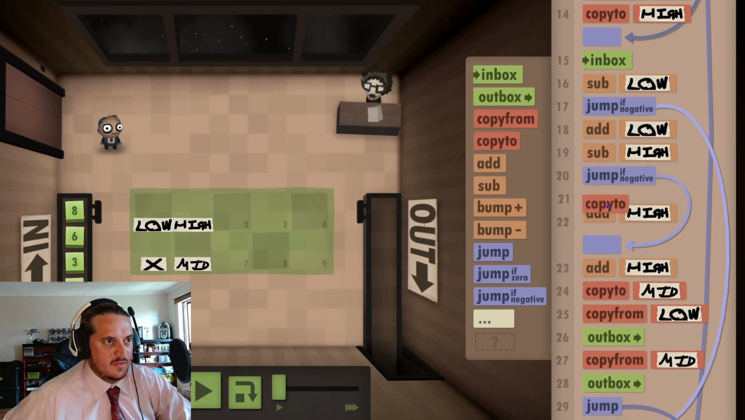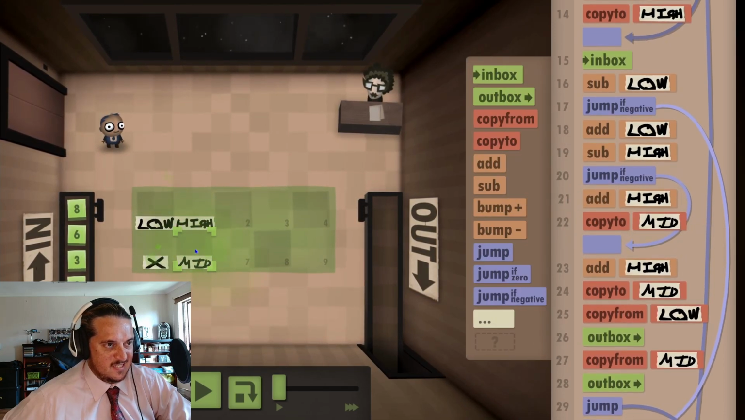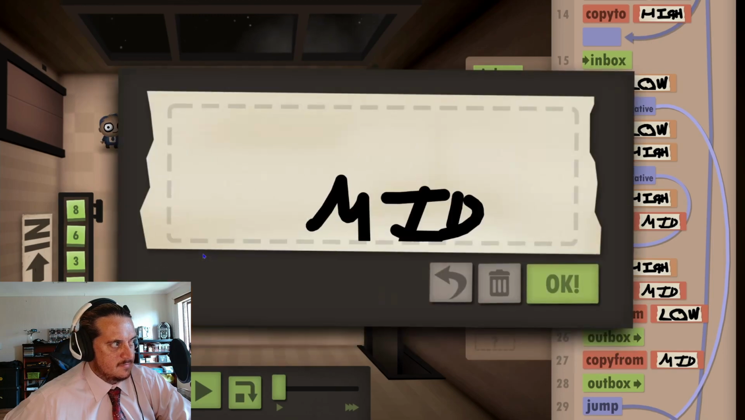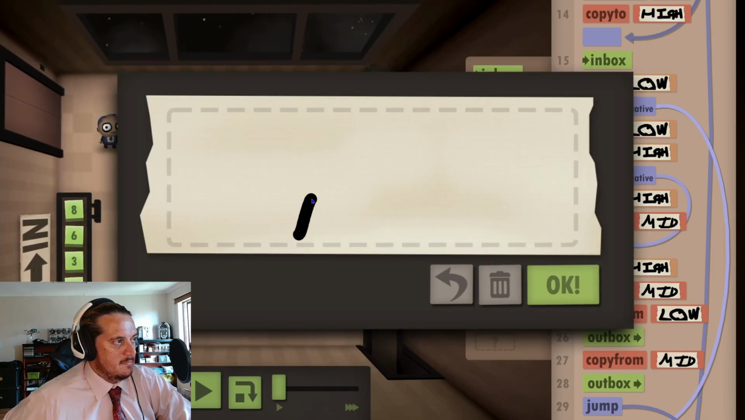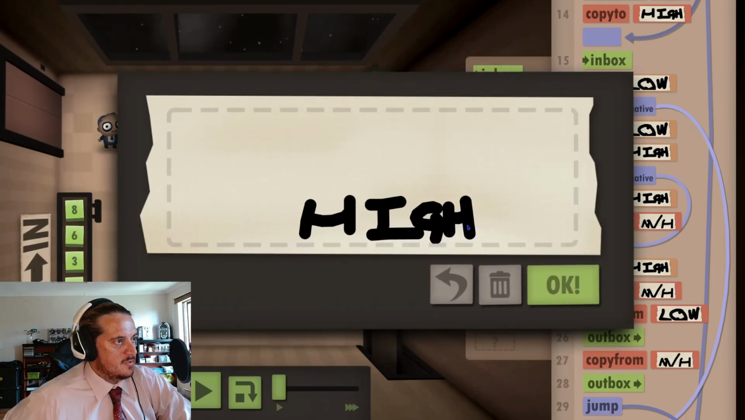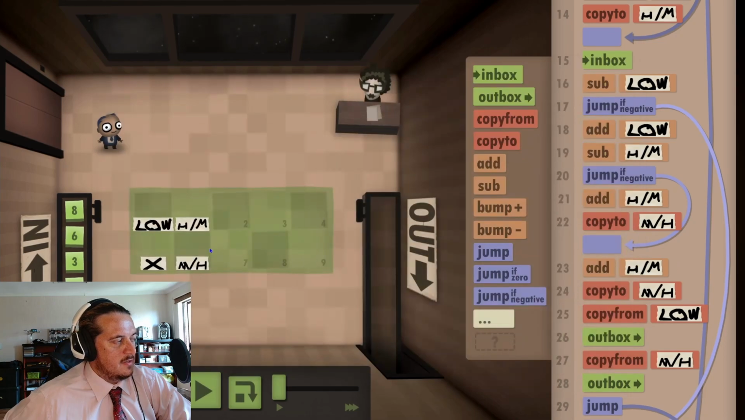and we're going to copy that to 6, and then that makes 6 the highest, not mid, so this could be mid or it could be high. And this could be high or mid. That I think is always low.